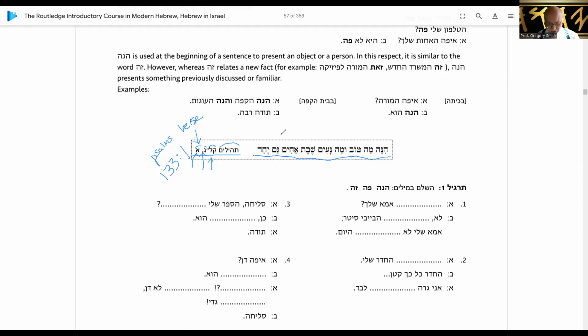Behold how good and how pleasant it is for brethren to dwell together in unity. That's a direct quote from Psalms 133, verse 1. Hine matov u'ma na'im shevet achim gam yachad. That's how it goes. Hine matov, look at that.